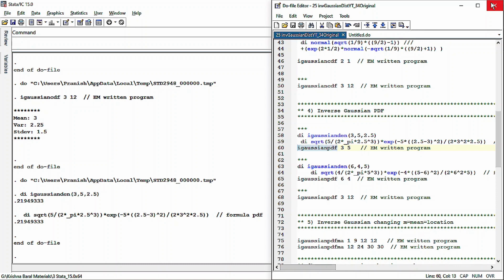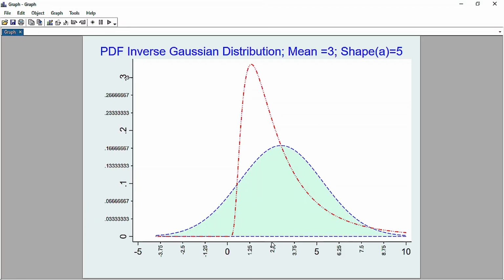This is the Econometrics Melody written program to display the PDF of the inverse Gaussian distribution for the parameter m to be 3 and the parameter a to be 5. And let us see, the probability is 22%. It's 2.5, it's 22%, somewhere over here. And at the backdrop we have a normal distribution with the mean and the variance equal to the mean and variance of this inverse Gaussian distribution.